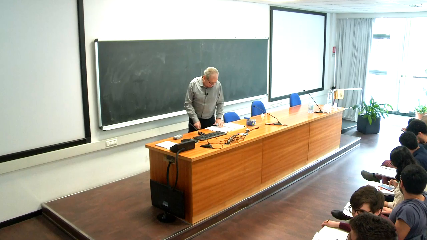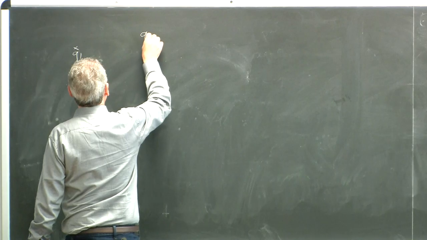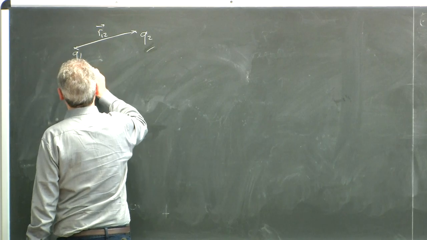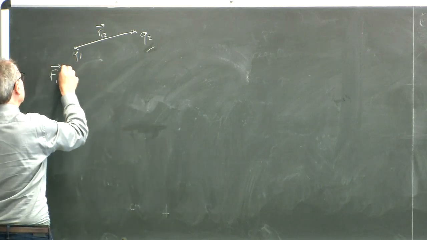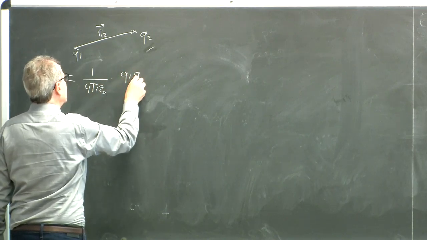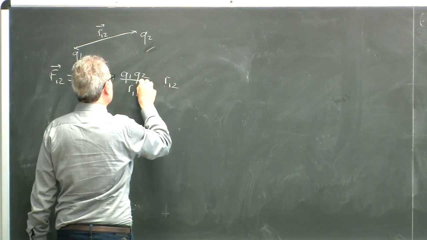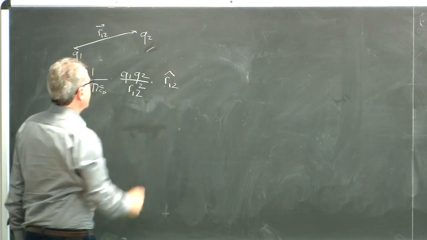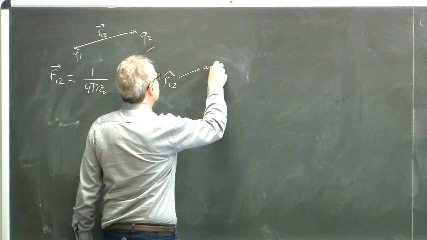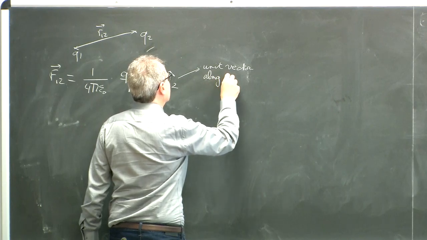Okay, so if you have two particles, with charges Q1 and Q2, and vector R12, then the force between the two is, as we saw, 1 over 4 pi epsilon 0, Q1 Q2 over R12 squared, times R12 hat, where R12 hat is the unit vector along R12.